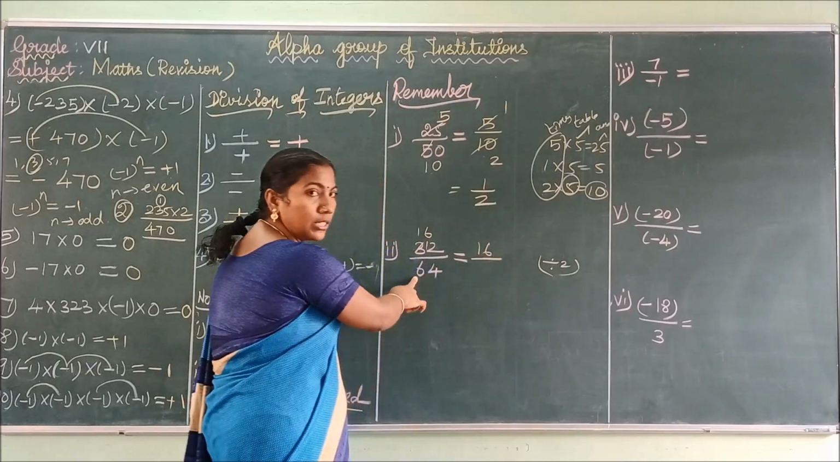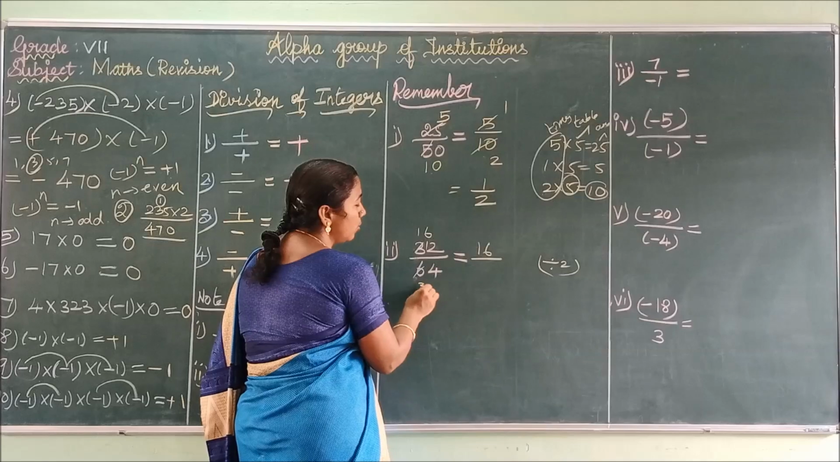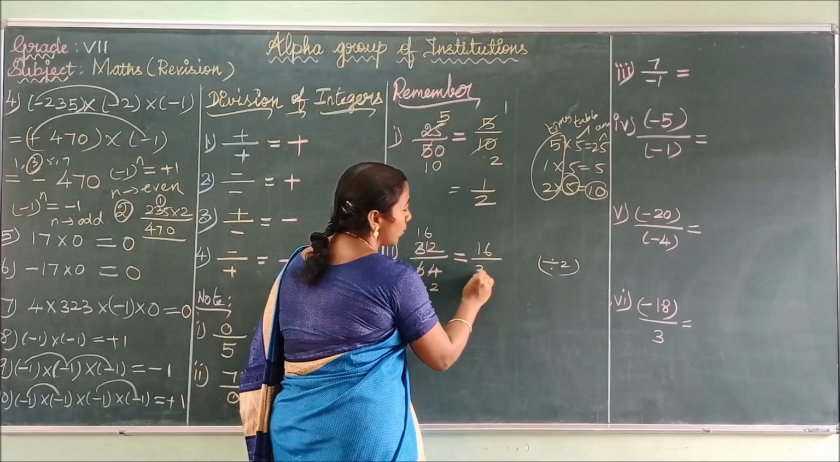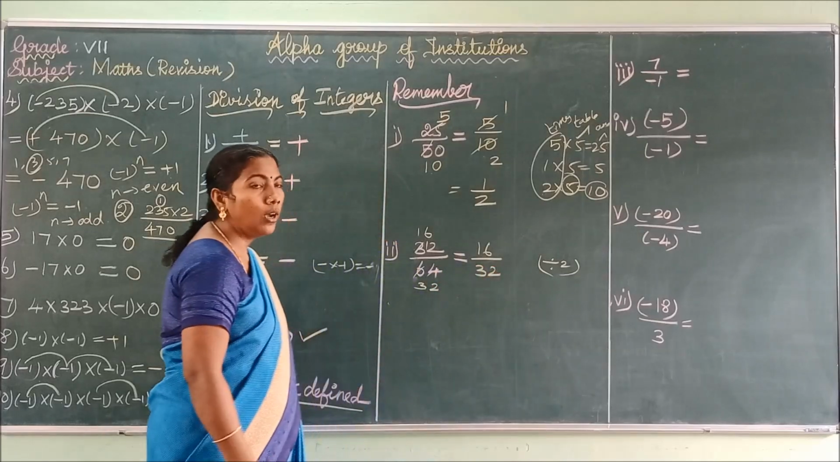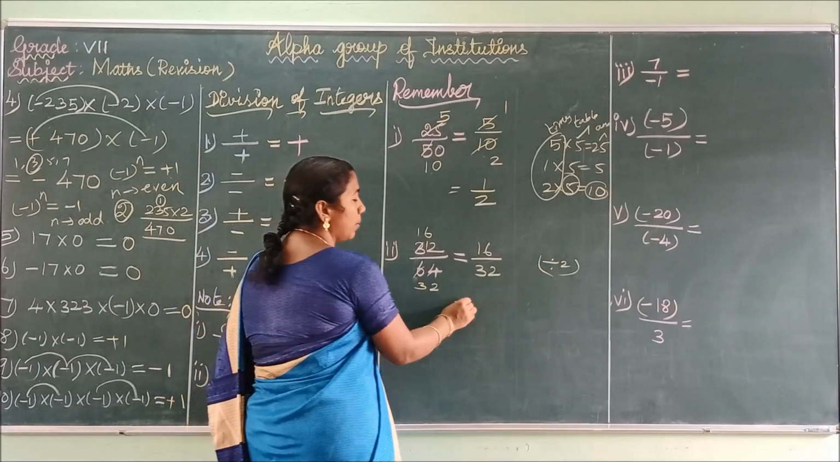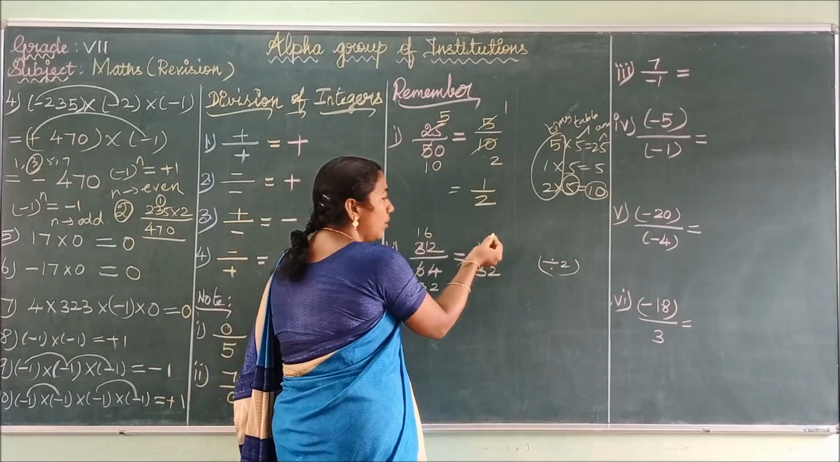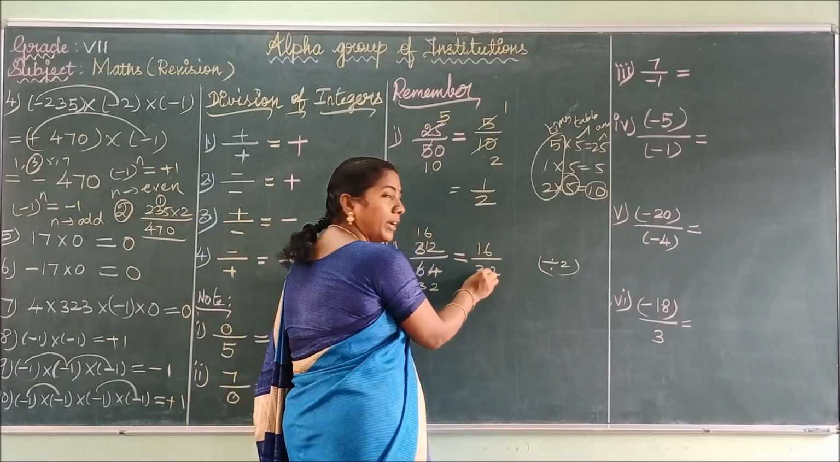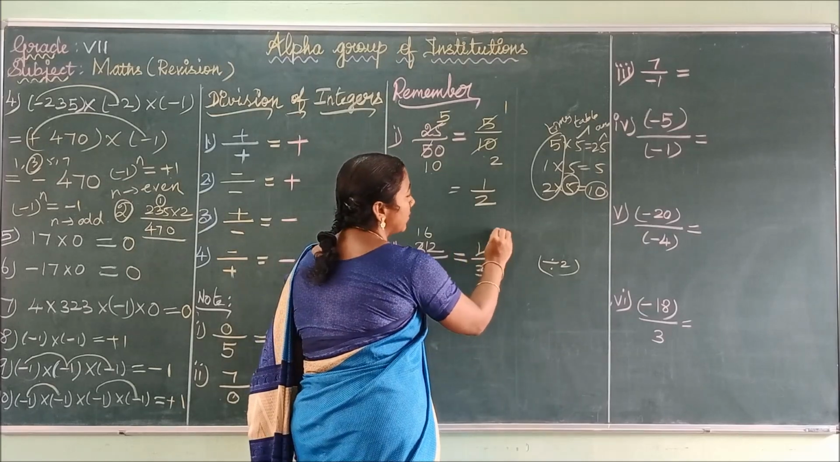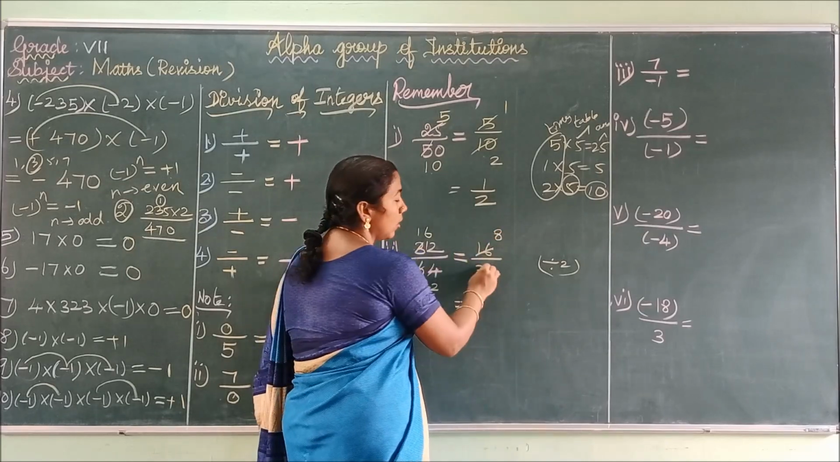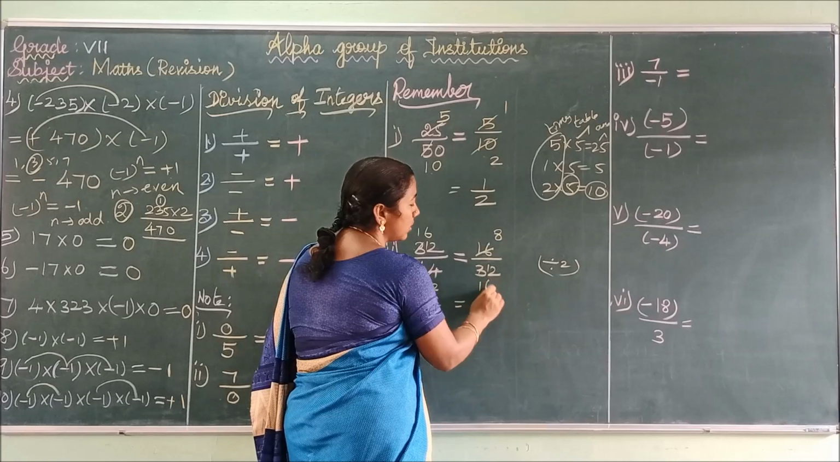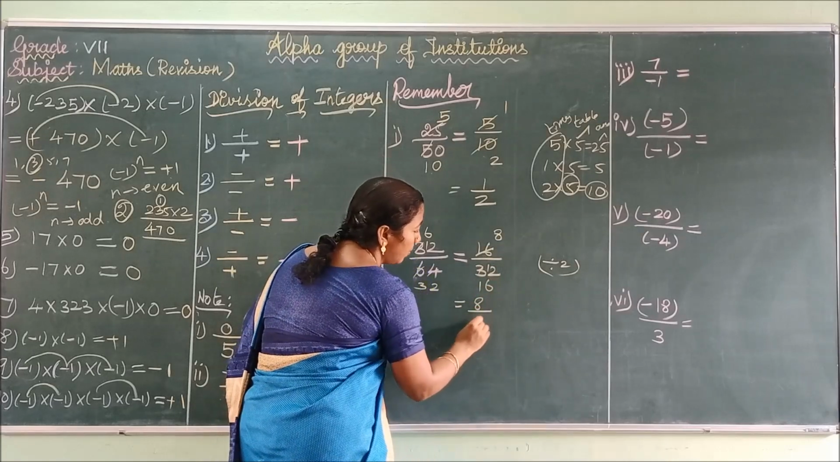Now I am going to divide the 64 by 2 table. 3 2s are 6, 2 2s are 4. So your answer is 16 by 22. Again I am going to divide this number by 2 table. That is, you have to divide both the numerator and denominator by 2. So how many times? 8 2s are 16. 1 2 is 2, remainder 1, 6 2s are 12. So your answer is 8 by 16.